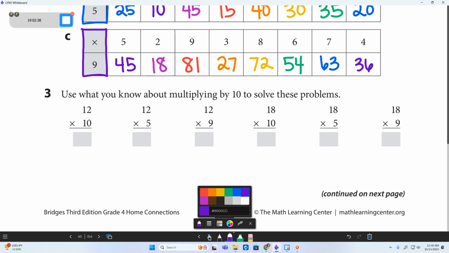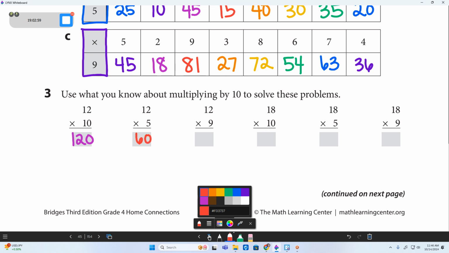Okay, for this last section, I'm going to kind of work smarter, not harder. So check out what I'm going to do. 12 times 10, that's an easy one to start with. When you multiply by 10, a lot of people just think add a 0. 12 times 10 is 120. So 12 times 5 is going to be half that big.